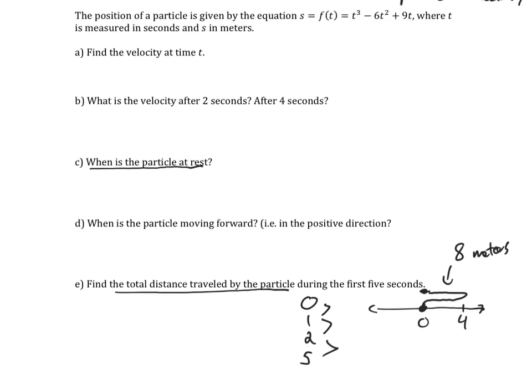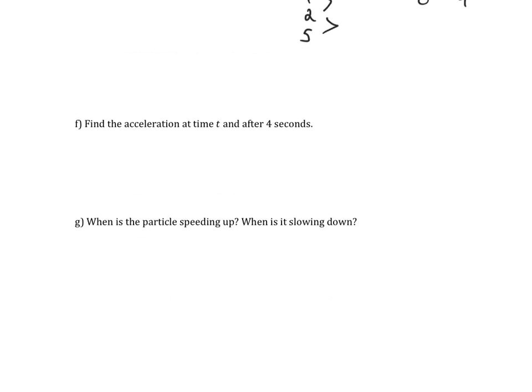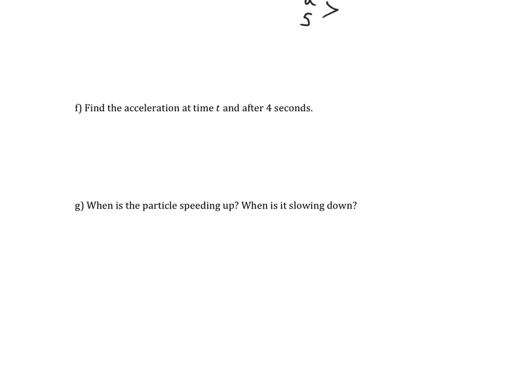But for the rest of class and for homework, try example 2. Talk about it with people in class. Use the solutions online. Try example 2. And notice it goes on to the next page. Some of them will be hard. G might be tricky. When is the particle speeding up? When is it slowing down? Take a minute to think about those, do your best, and then we'll talk about it tomorrow.